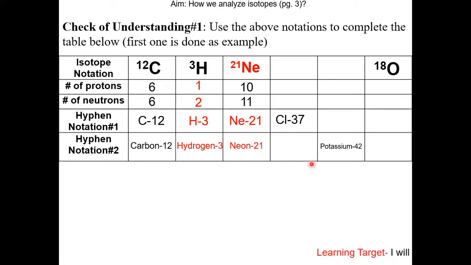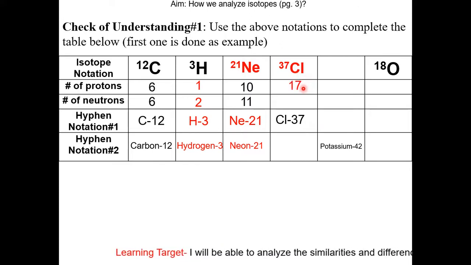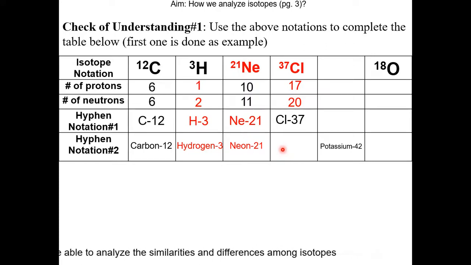In the next example, we're given the hyphen notation Cl-37. So the isotope notation will be this. The number of protons will be 17 because that's the atomic number of chlorine. And the number of neutrons will be 37 minus 17, which is 20. The second hyphen notation will be chlorine-37.